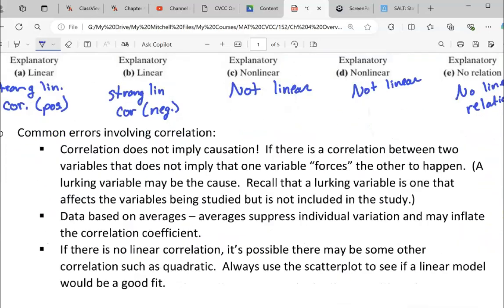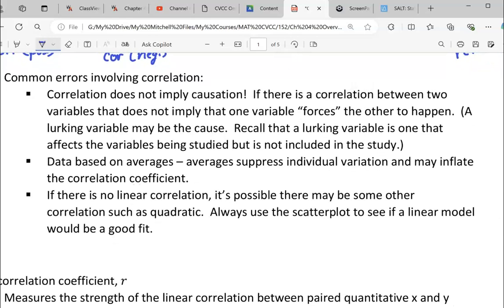So let's look at some common errors that happen when we start talking about bivariate data. The first one is correlation does not imply causation. Just because there's a correlation between the two doesn't mean one variable forces the other to happen. There could be other things working in the background that are causing an effect there, and we call those lurking variables.